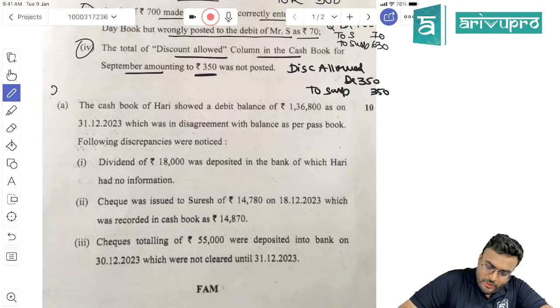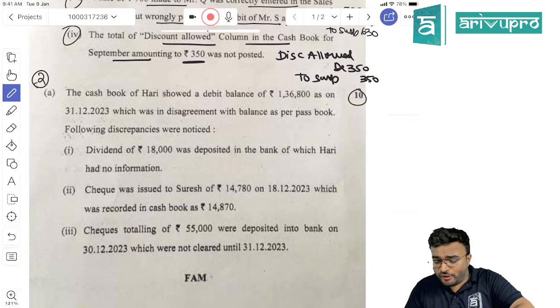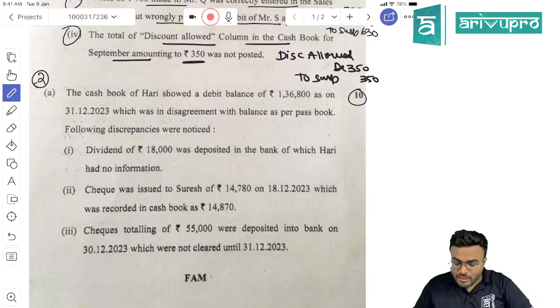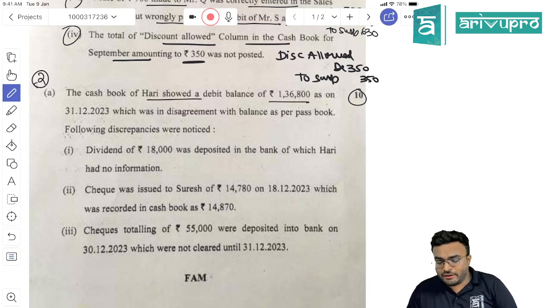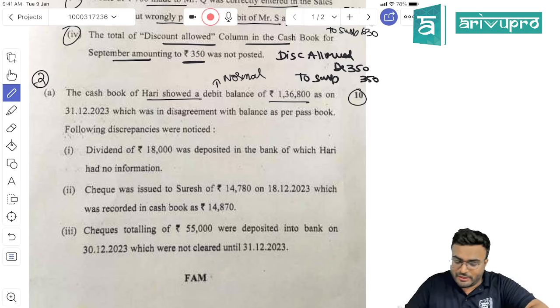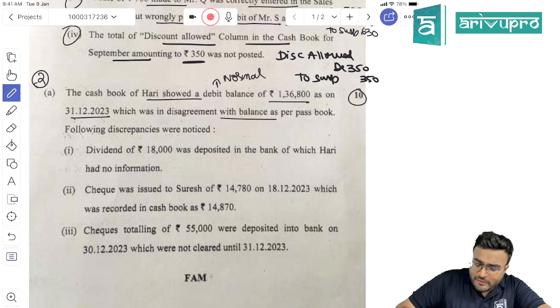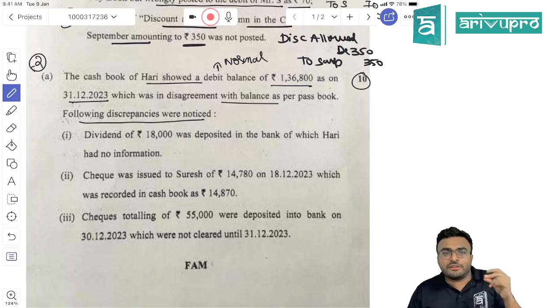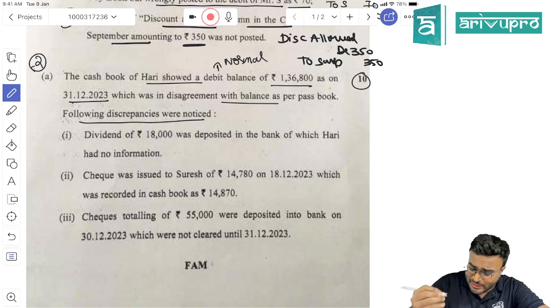Okay. Next we move into question number 2. 2A. They've asked a BRS question for 10 marks. 10 marks from BRS. Cash book of Hari showed a debit balance of 1,36,800. Okay, debit balance means it is not your OD and all, it's your normal balance. Normal balance of 1,36,800 as on 31st December 2023, which was in disagreement with the balance as per passbook. Following discrepancies were noticed. What are you starting with? Your starting point is your cash book. Cash book normal balance is your starting point.